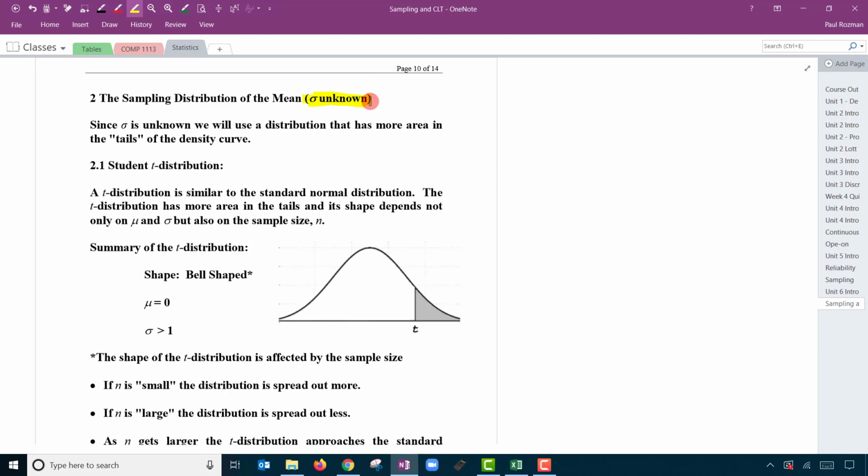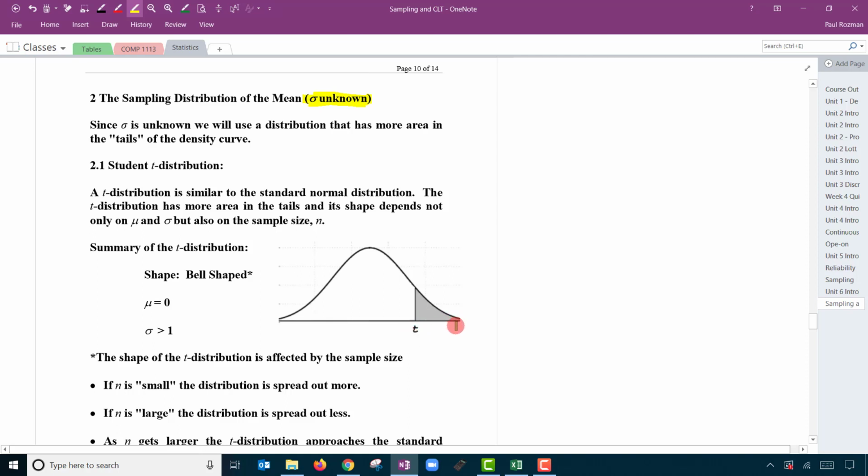We would tend to approximate sigma with S. And if we're going to use S to approximate sigma, now we've introduced some error. And we know that S overestimates sigma, so things tend to be spread out more, which means that we need a new distribution. The Z distribution doesn't quite work. We'll use this new distribution called the T distribution.